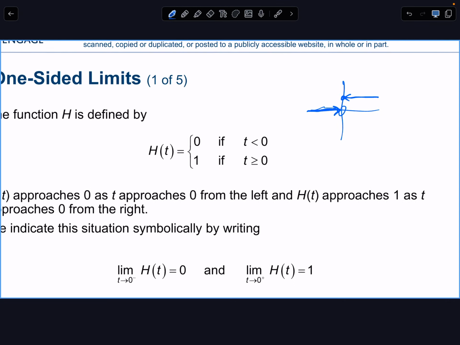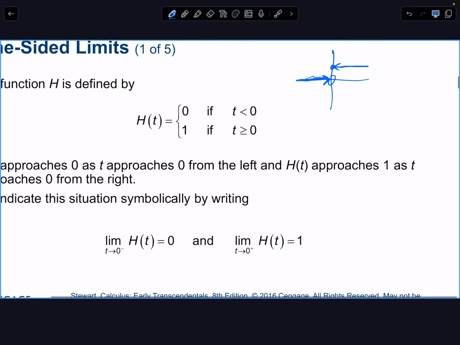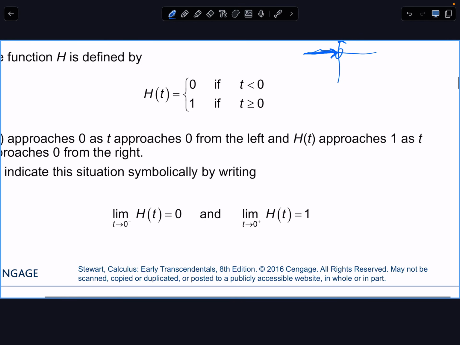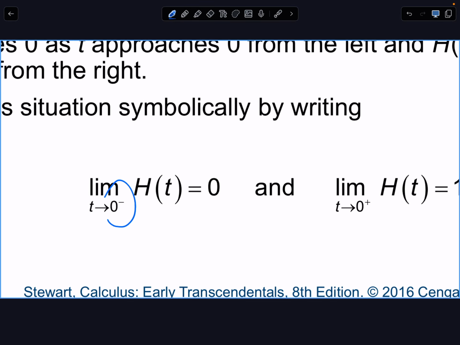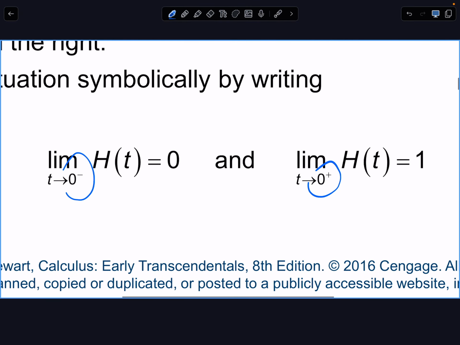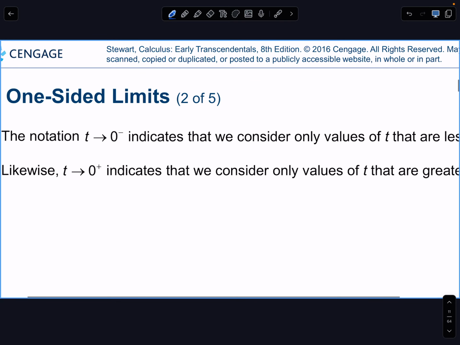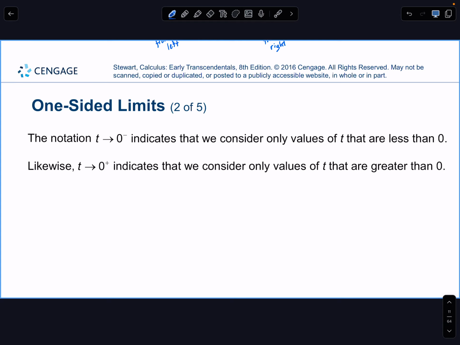Okay, so this function has two different limits, right? 0 and 1. And notice the notation here. When we see a little minus sign by the 0, that means it's approaching 0 from the left. And we see a little plus sign. Again, the little minus sign means from the left, and the little plus sign means from the right. That's kind of what they're saying here.